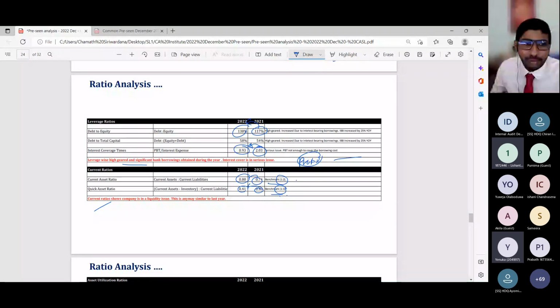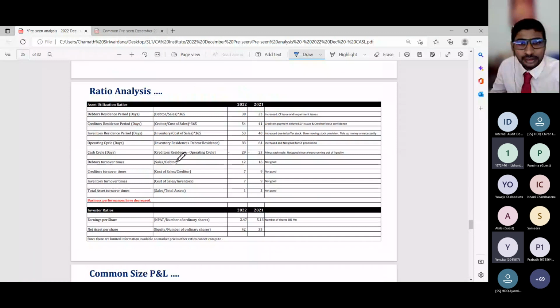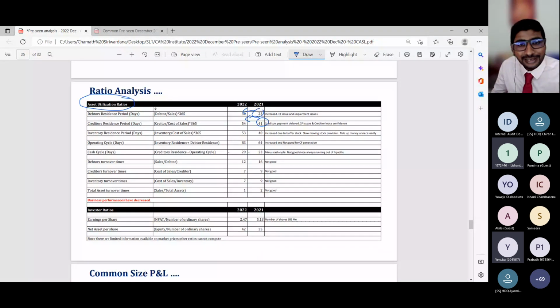Of course, you can further elaborate this in terms of asset utilization ratios. You can see the debtors' residence period increased. When the debtors' residence period increases, the ECL requirement will come. The creditors' residence period also increased. When the creditors' residence period increases, what will happen? Suppliers and creditors will lose faith in you. Some of the suppliers might be farmers. What will happen to the farmers if you are not paying money to them on time, right?